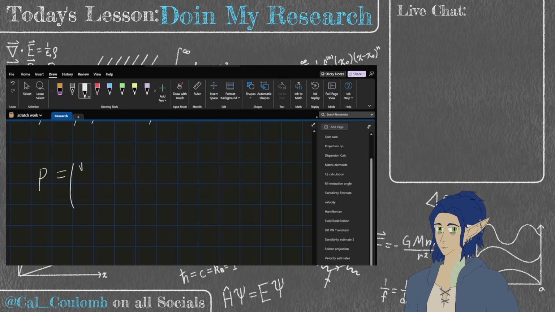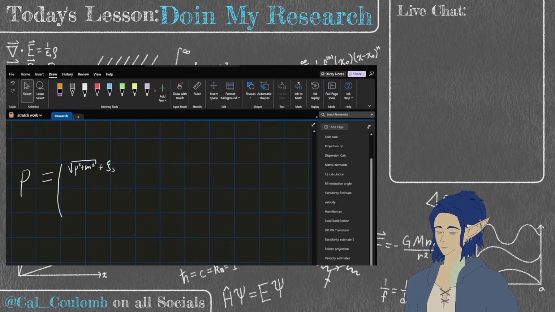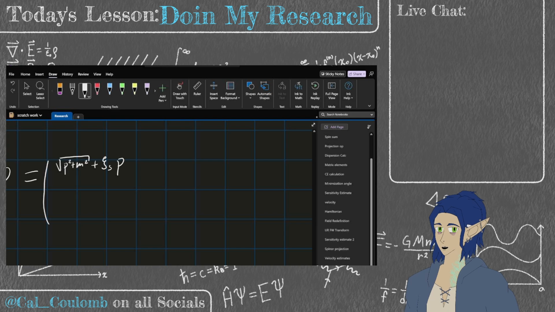So we have the square root of P squared plus M squared plus, and I'll call this, let's see, S. So we know that it refers to the spin states, and times momentum P times that H factor. And then we just have 0, 0, P for the space-like components.